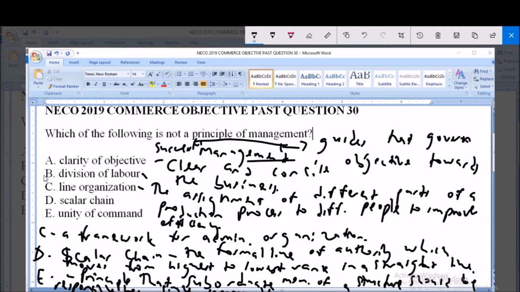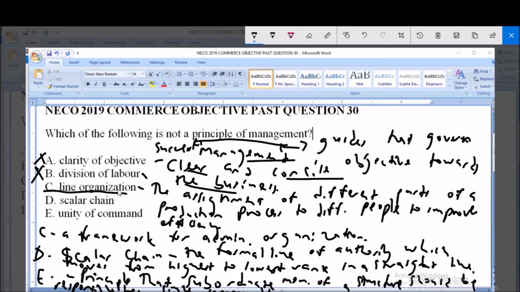So, as it relates to principle of management, clarity of objective is needed because the manager of the business needs to have a clear and concise objective towards the business. So it is a principle of management and cannot be the answer to this question. Option B, division of labor, is a principle of management because when employees are specialized, outputs can increase and they become increasingly skilled. So this is not the answer. Line organization cannot exactly be linked to principle of management. So the correct answer is C, line organization.